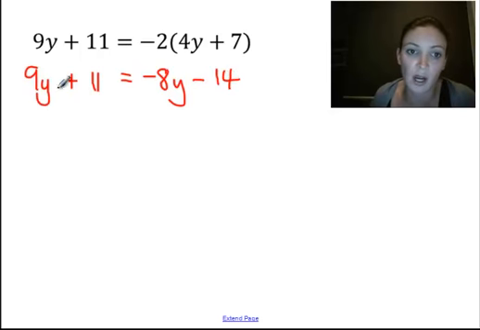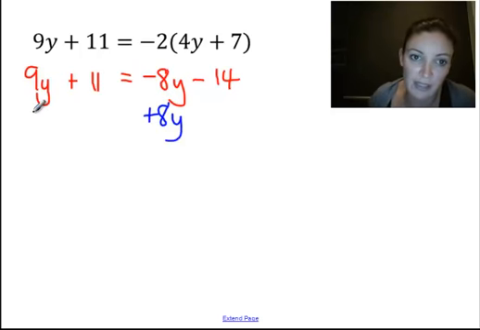So we want to get all the y's on one side. So again, look at the coefficient of y. The coefficient of y here is 9. The coefficient of y here is negative 8. So what we should do is deal with that negative 8 by adding 8y to both sides.